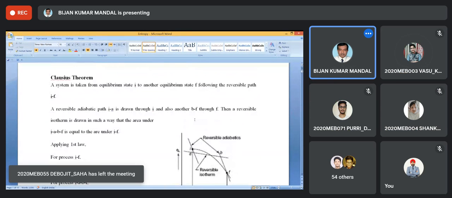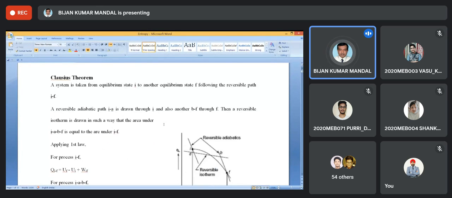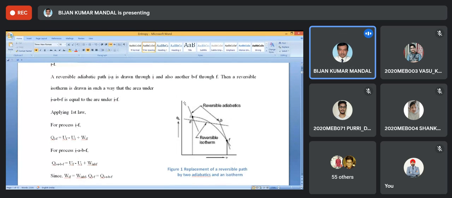Yes, sir. Okay. So the first thing that we'll do here is the Clausius theorem. Let's see what this is. Look at this diagram. On the PV diagram, we have a process from I to F, the initial point to the final point. Let us see this curve. I think you are able to follow the cursor. Yes, sir. Okay. So there is a curved path like this.